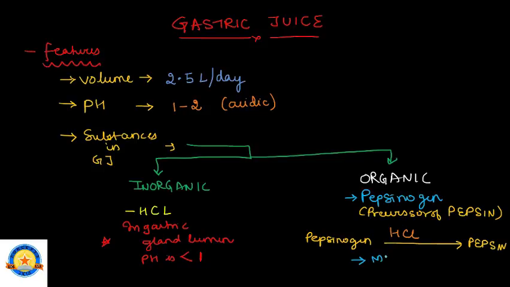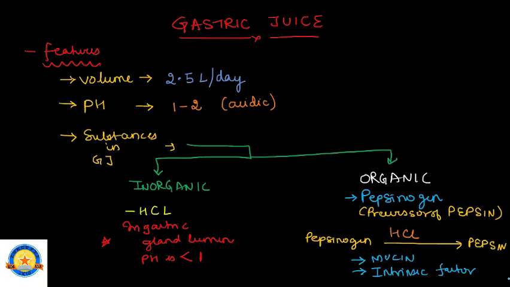Mucin. The next one is called intrinsic factor. So pepsinogen, intrinsic factor, mucin, then other things are also there like lipase, renin, etc. Just remember there are two kinds of substances, organic and inorganic. Organic is mainly pepsinogen, mucin, intrinsic factor, and inorganic is HCl. Then you have to remember about the pH and volume.